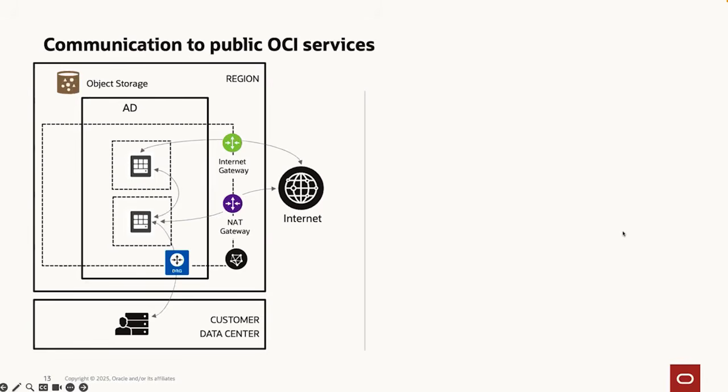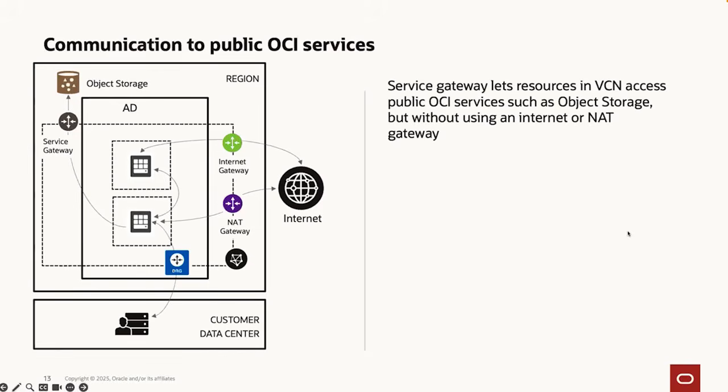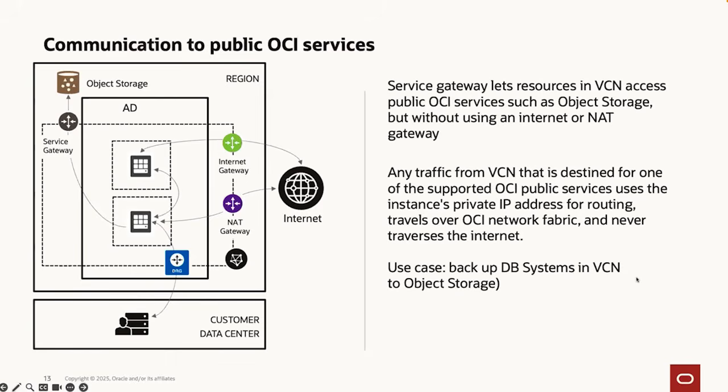The service gateway is the next gateway that we will be talking about, and this lets resources in your VCN access public OCI services such as object storage without using the internet or the NAT gateway. Object storage has public endpoints, which allows you to access a storage service through the web. And you would want to access object storage because when you take backups of your database, the best place to store them is object storage because it's built for this massive scalability and reliability of data.